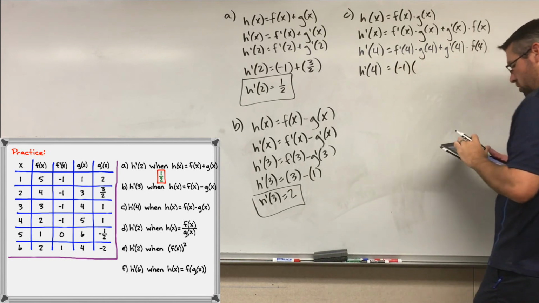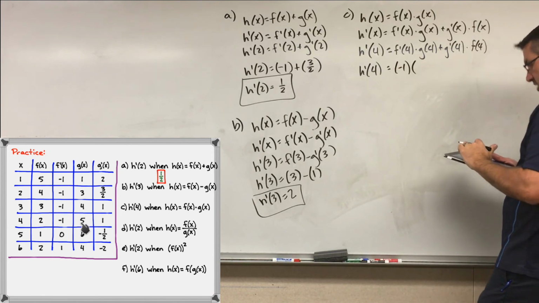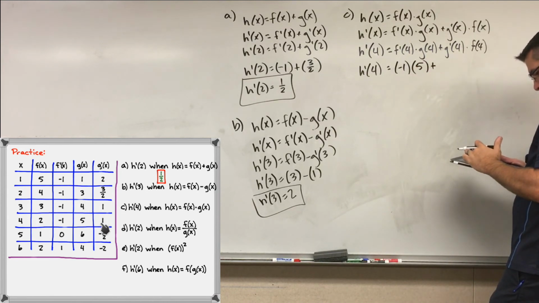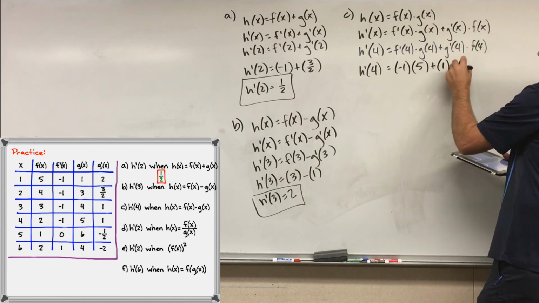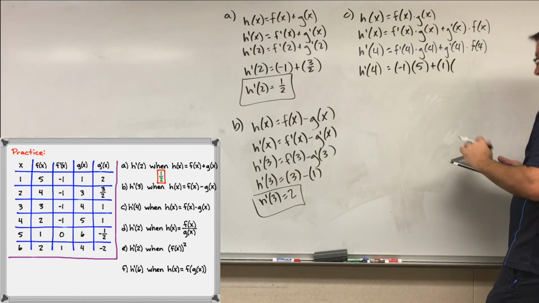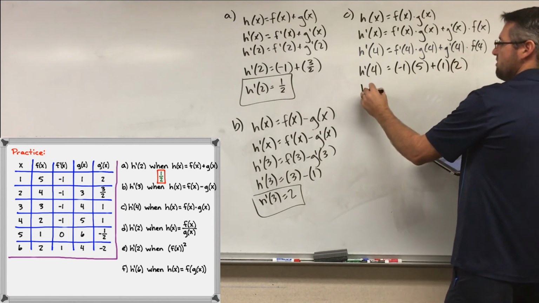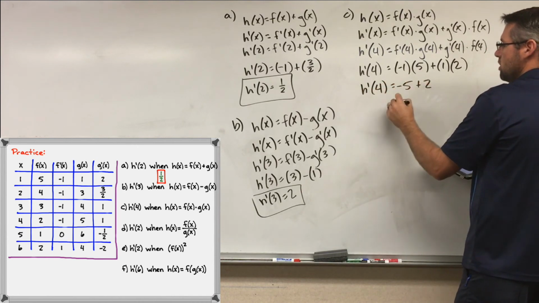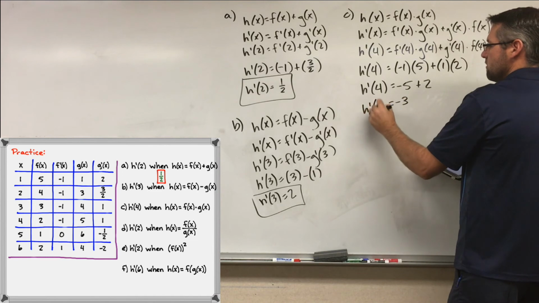G of 4 is 5. G prime of 4 is 1. And then f of 4 is 2. So we simplify that. We've got -5 plus 2, which is -3.